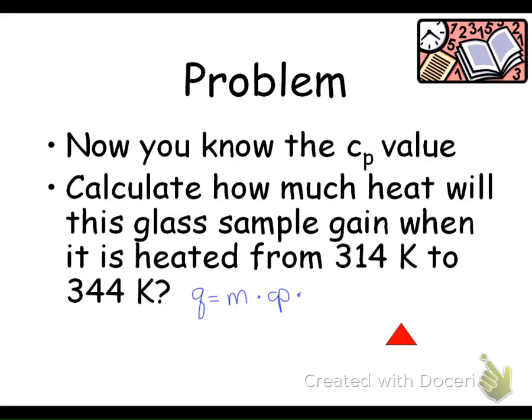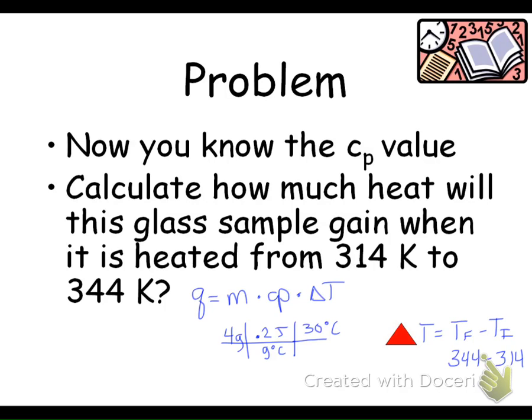So we're going to set up our equation again. We know we have a 4-gram sample, and we know our specific heat is 0.2 joules per gram degree Celsius. We need to calculate the temperature change, which is equal to 30 degrees Celsius. And so now pause the video again and go ahead and calculate for your joules. Hopefully you paused the video and calculated that it took 24 joules to heat that glass up.